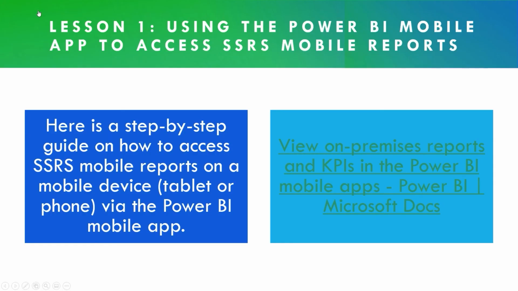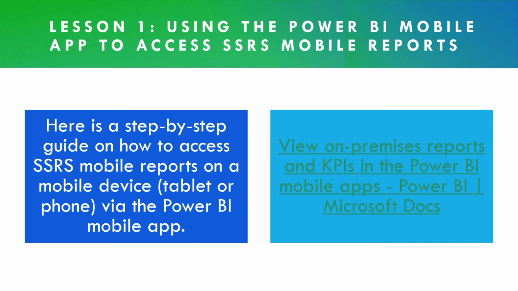So what I have here is a slide that points you to a step-by-step guide on how to access your SSRS mobile reports on a mobile device, so your tablet or your phone. And it's using that Power BI mobile app. It will give you how to connect to the server, the article here says that you can be connected to up to 5 report servers at the same time. And you'll be able to see your mobile reports and your KPIs in the mobile app.